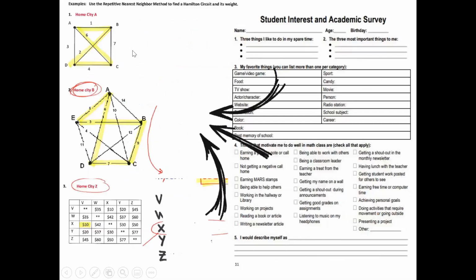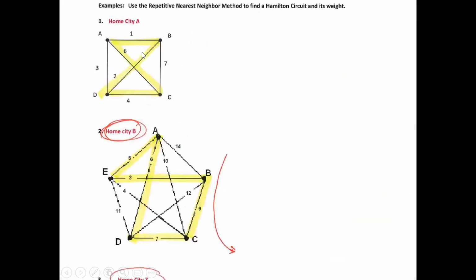All right, let's take a look over here at the back side. Use the repetitive nearest neighbor method to find a Hamilton circuit and its weight. So if I start with A, I go A to B, which is the least expensive. From B, I can go to D, which is 2, so I'm going to go to D. And then from D, I am going to go to C because that's the only one I haven't gone to yet. And then from C, I go back to A.